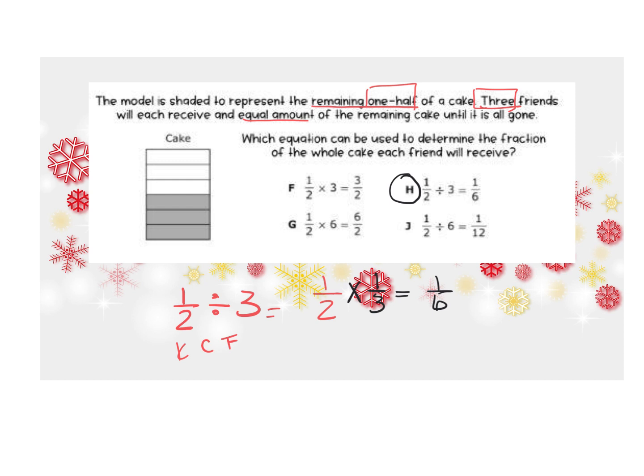The other thing is I'm going to go ahead and fill in, break up my cake. So I need to do 3. So I'm going to do 1, 2. That gives me 3. So each person gets 1/6.